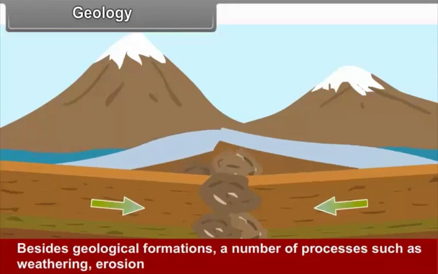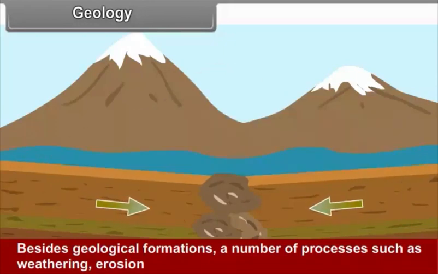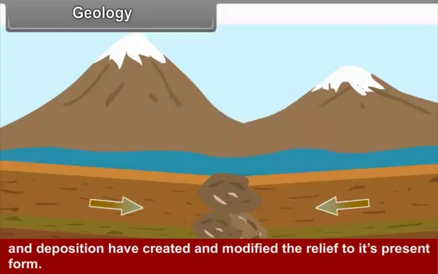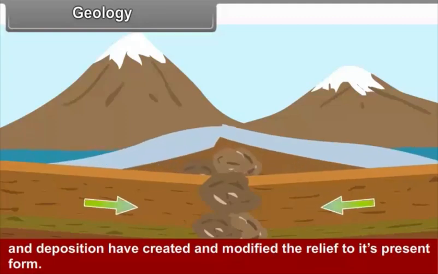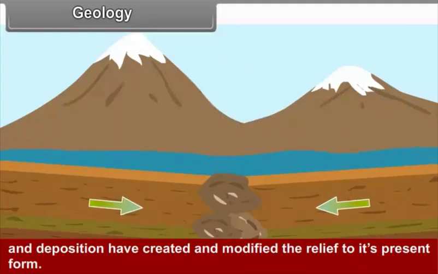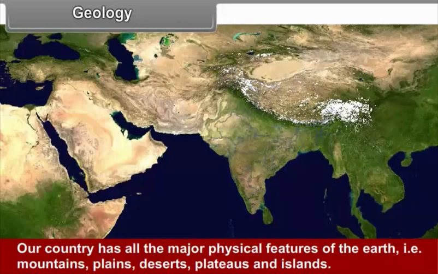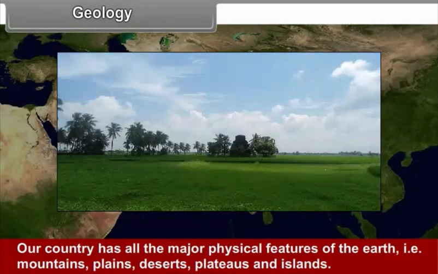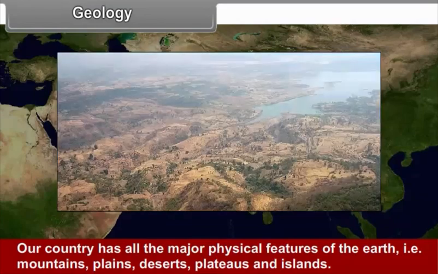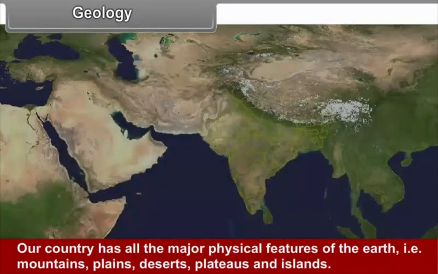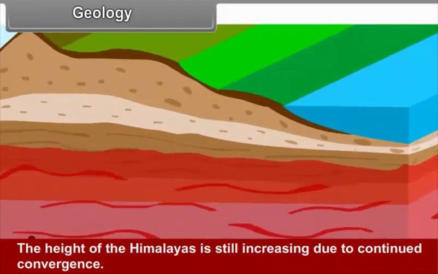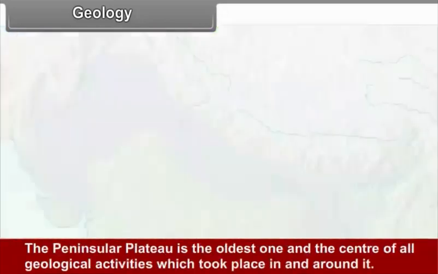Besides geological formations, a number of processes such as weathering, erosion, and deposition have created and modified the relief to its present form. Our country has all the major physical features of the earth, that is, mountains, plains, deserts, plateaus, and islands. The height of the Himalayas is still increasing due to continued convergence.